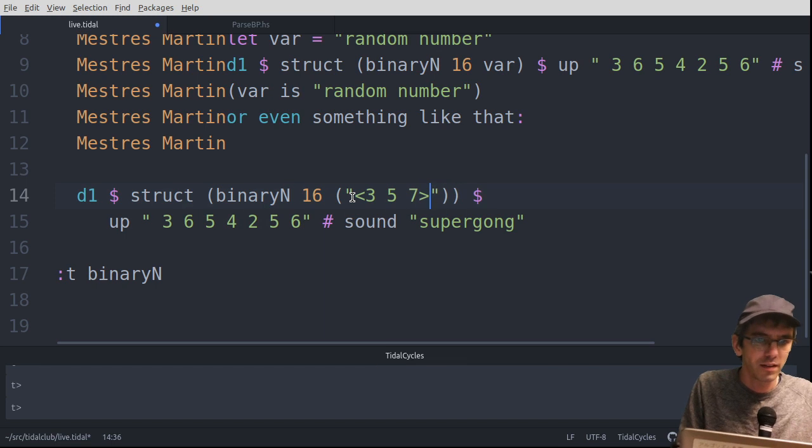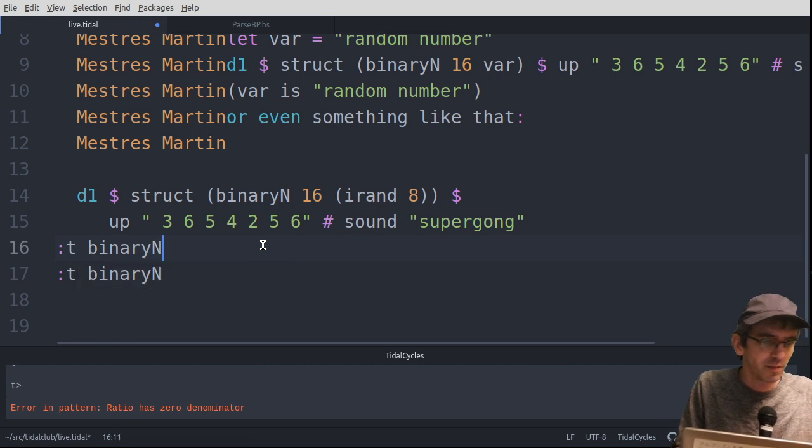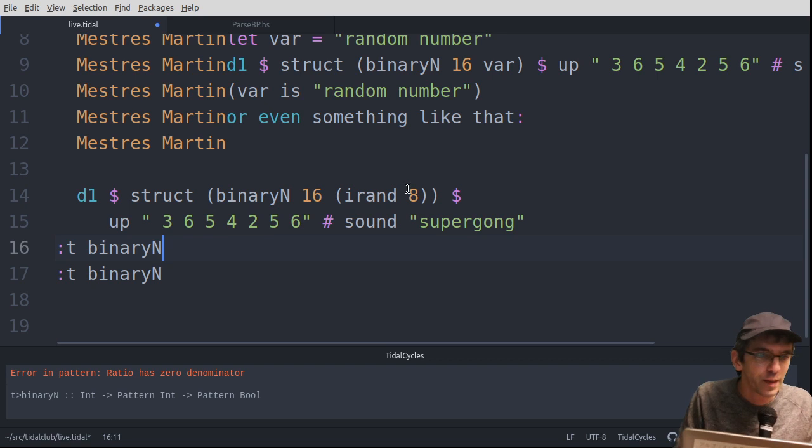Why can't you put random numbers there? I can see why naught might... No, naught should work as well. Error in pattern. Ratio has 0 denominator. Yeah, I don't understand that. That's really weird, because that isn't dividing anything as far as I know. That seems weird. I don't know why that's not working.